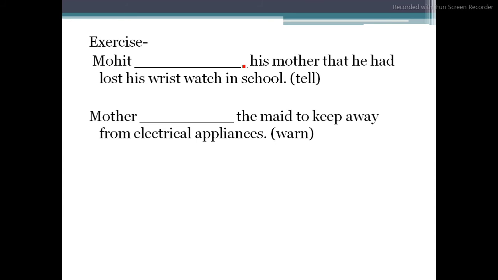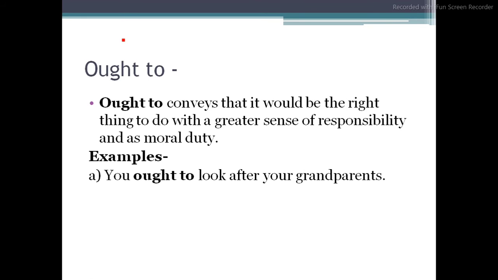Now over here are exercises, you can solve these exercises and we'll discuss them in the live class. Again, ought to conveys that it would be the right thing to do with a greater sense of responsibility and as a moral duty. Now whenever we are talking about a moral duty, it means our responsibility towards our parents, towards our grandparents, towards the environment, towards the society. That is the meaning of moral duty. Now ought to is used in case of moral duty.